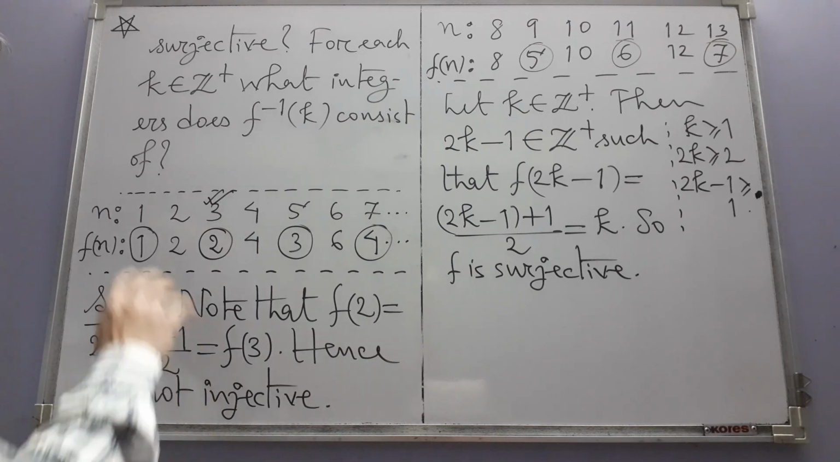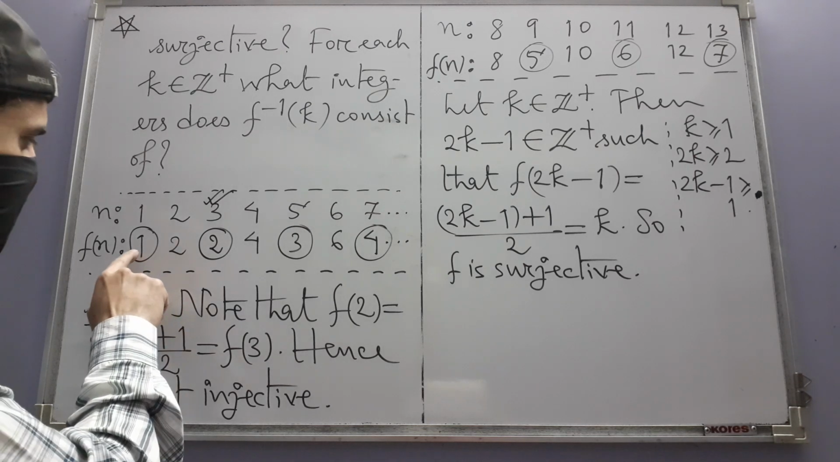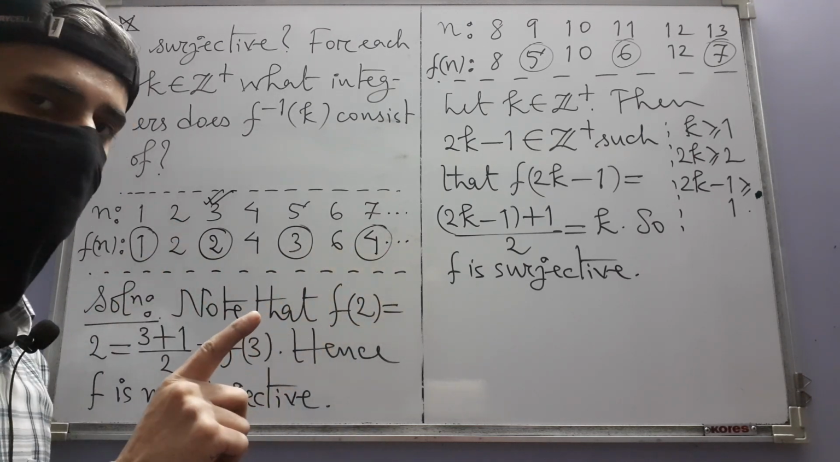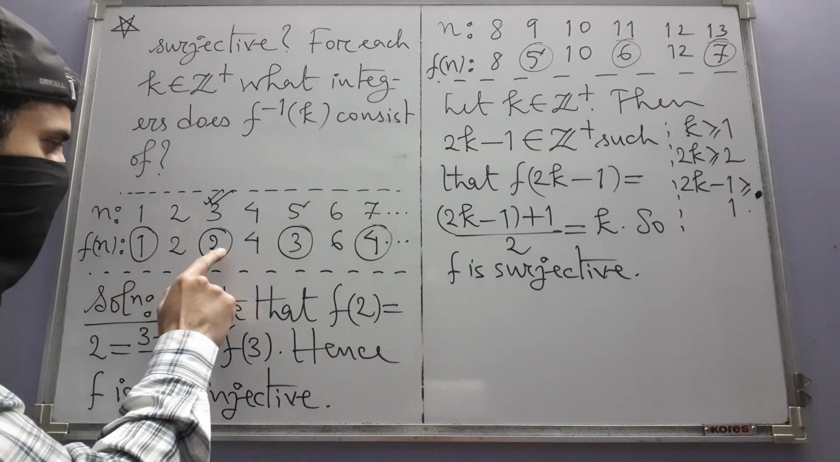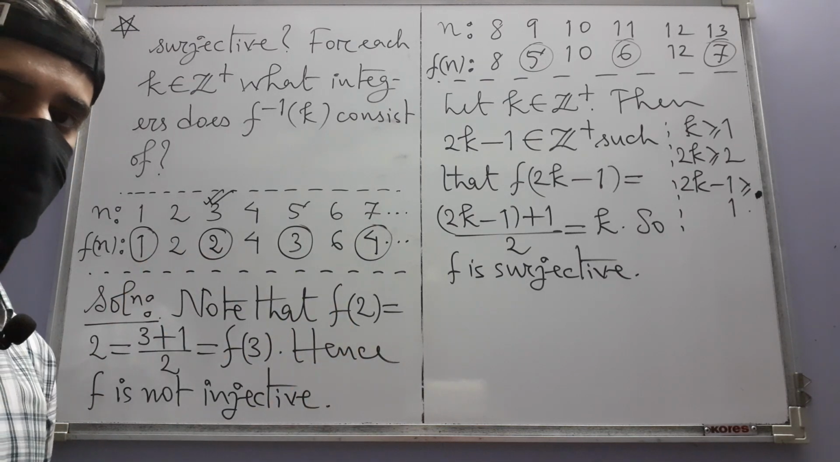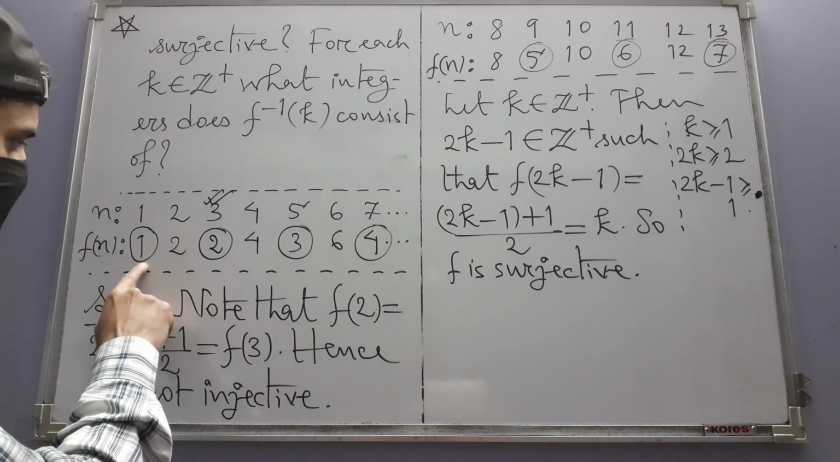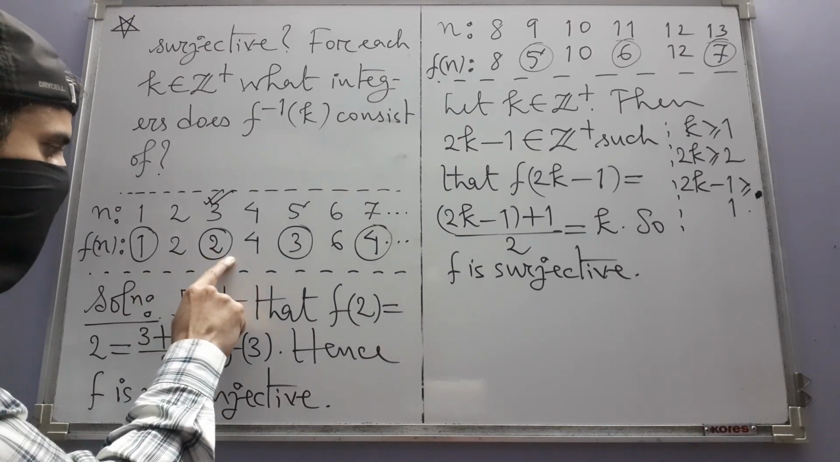And that's why I considered so many values. You may notice one thing, that some of these outputs are appearing only once, whereas some others are appearing twice. Not more than twice, but twice. 1 appears only once. 2 appears 2 times.